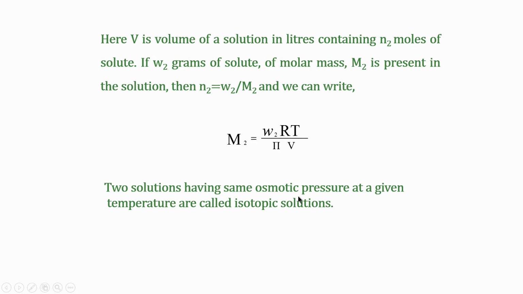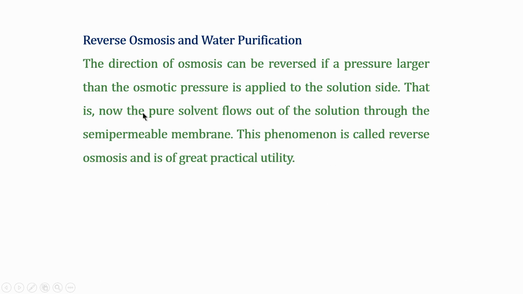Two solutions having the same osmotic pressure at a given temperature are called isotonic solutions. If there are two solutions having the same osmotic pressure, then they are called isotonic solutions. So, what is reverse osmosis? The direction of the osmosis can be reversed if I apply a pressure larger than the osmotic pressure to the solution side.